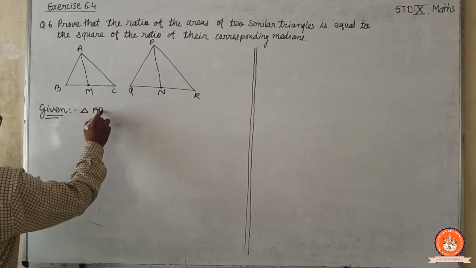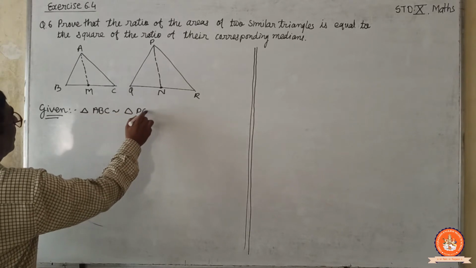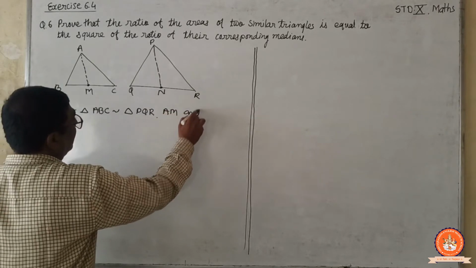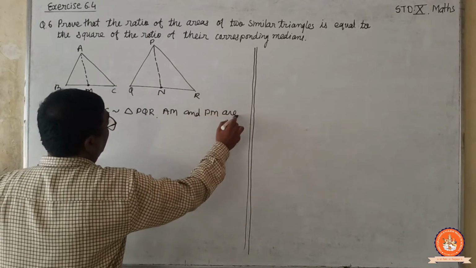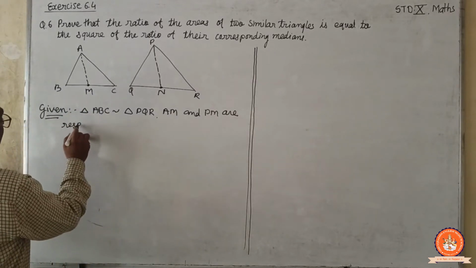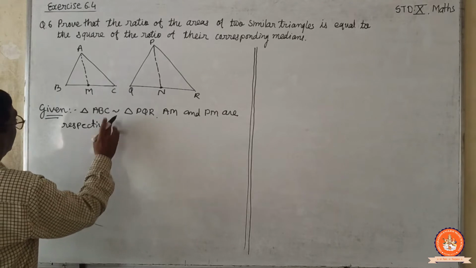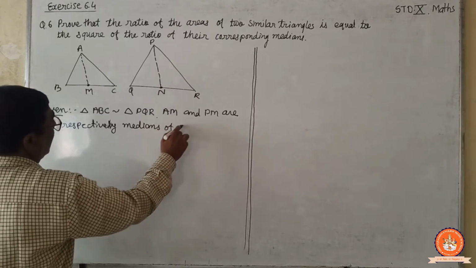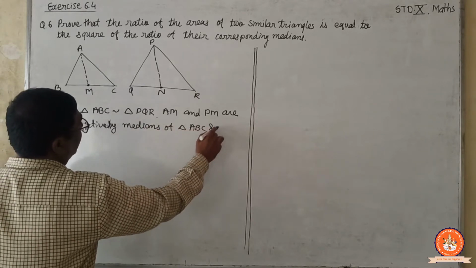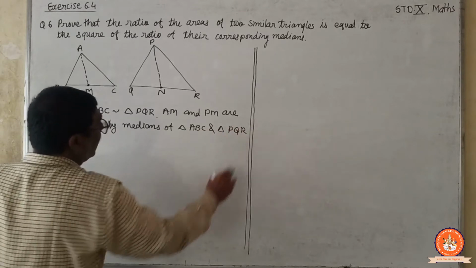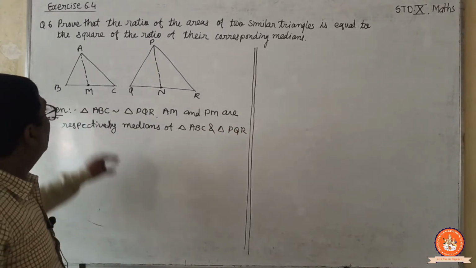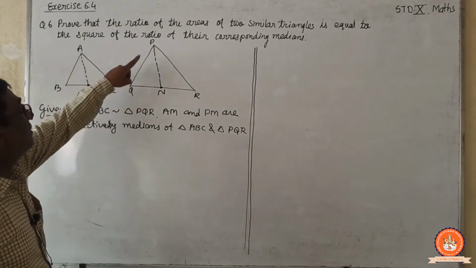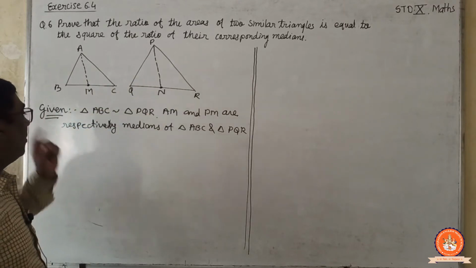Triangle ABC is similar to triangle PQR. Moreover, AM and PN are respectively medians of triangle ABC and triangle PQR. Okay, so ABC और PQR ये दोनों सिमिलर ट्राइंगल है और AM ट्राइंगल ABC की मीडियन है, PN ट्राइंगल PQR की मीडियन है और हमें प्रूव करना है.